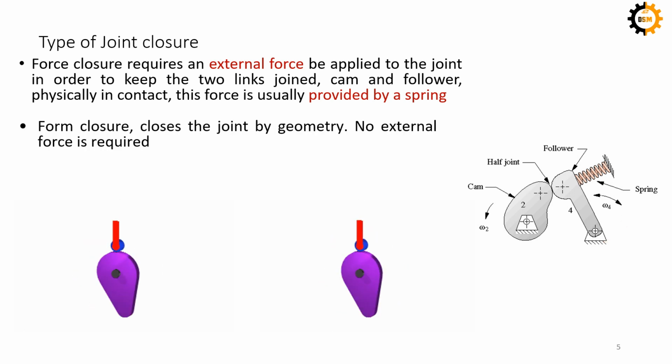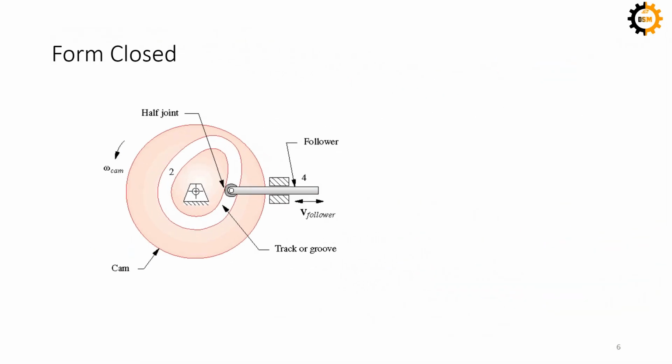Okay, so another type of joint closure is form closure. That means you make the geometry of the cam follower mechanism in a way that they are always connected. So this joint doesn't need any external force such as gravity or a spring. The shape of the mechanism is made so that the cam and follower are enclosed within their geometry. So this is an example of form closure.